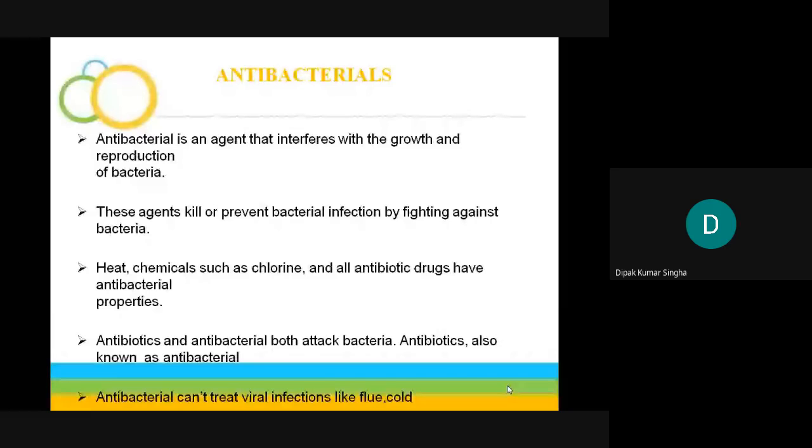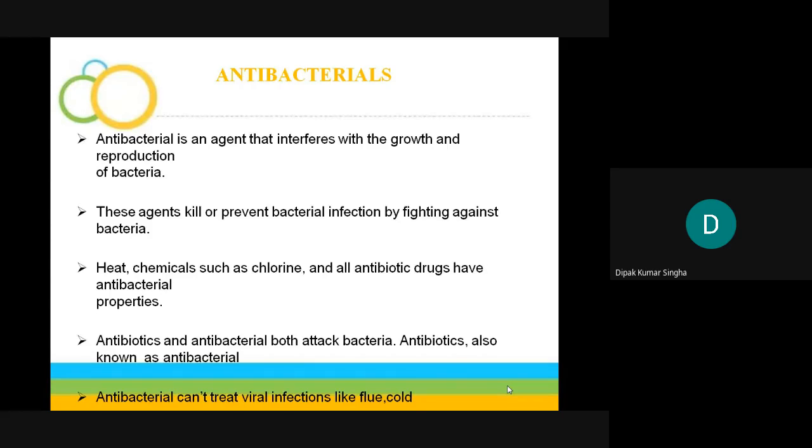That is called the antibacterial agent, and this agent kills or prevents bacterial infection by fighting against the bacteria. Heat and chemicals such as chlorine, and all antibiotic drugs, have antibacterial property. Heat is one of the most important physical parameters by which you can kill microorganisms. But suppose you are infected by some microorganisms and you are heated, the microorganisms will be killed, but you will also be burned. So heat cannot be applied to any material; sometimes only heat-resistant materials can be used.